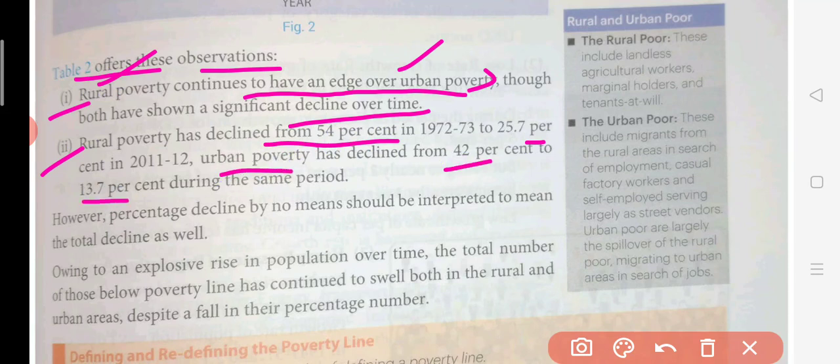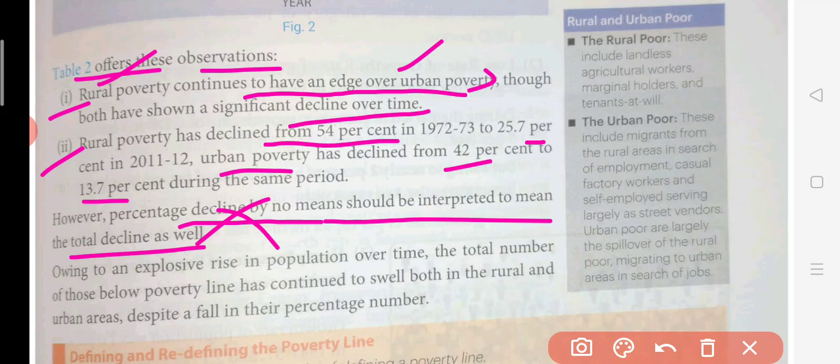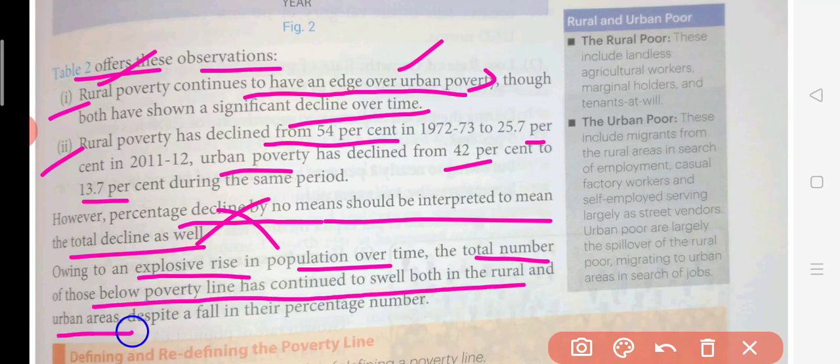So this is the same thing I was telling in the diagram also. Now however, the percentage decline by no means should be interpreted to mean the social decline as well. ये हमारे काम के लिए लाइन ठीक है, ये दो पॉइंट ही काम के हैं। Now ये हुआ क्यों? See, owing to the explosive rise in population over time, the total number of BPL has continued to swell in both rural and urban area.